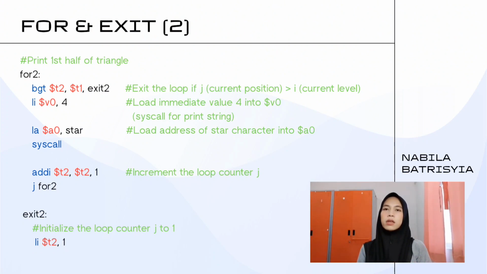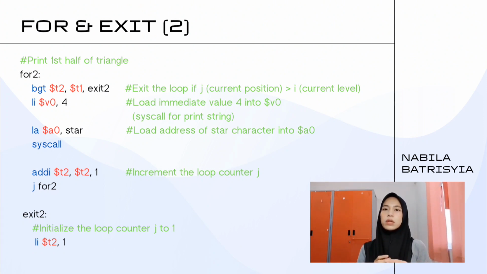For the next line, it is used to load the immediate value 4 into register V0, indicating a system call for printing a string. For the next line, it is used to load the address of the star character into register A0. For the next line is syscall. Syscall is used to execute the print operation. And the next line is add I. Add I here will increment the loop counter, which is register T2, by 1 in each iteration.